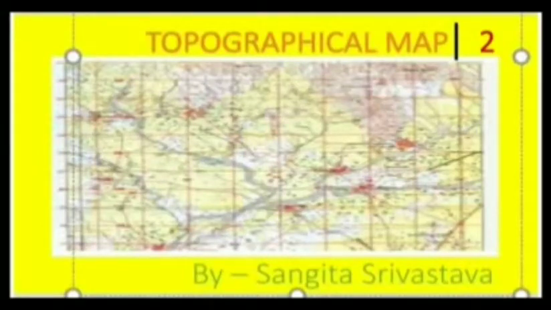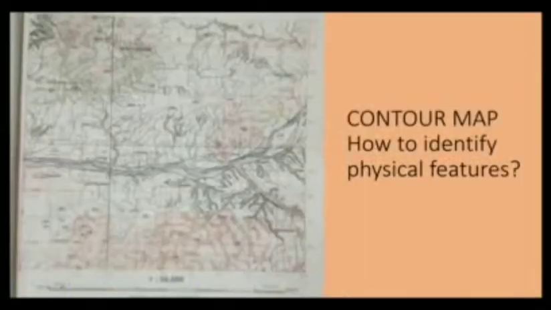Good morning, students. Today's topic is topographical map. In the previous part, that is the first part, we have studied about the lines of eastings and northings, 4-figure and 6-figure grid reference. Now, the next topic is how to identify physical features. Physical features means geographical features like mountains, peaks, plateaus, valleys.